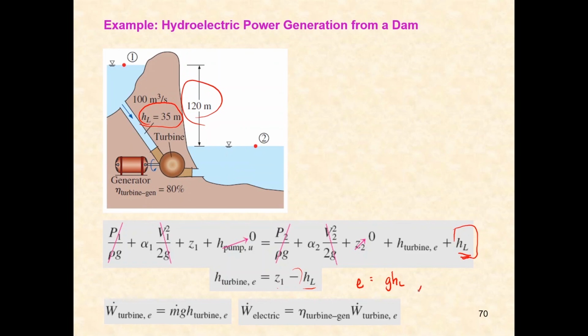If you want to get the power or rate of work, you need to multiply with m dot g H turbine. It's not L, it's turbine, my bad. When you convert from head to energy, which is energy per unit mass, and then want the rate of work, you multiply with the mass flow rate and get the rate of work. From the turbine to electric, you just multiply with the efficiency from turbine to electricity, which is 80% in this case. We get the amount of power being generated into electricity.